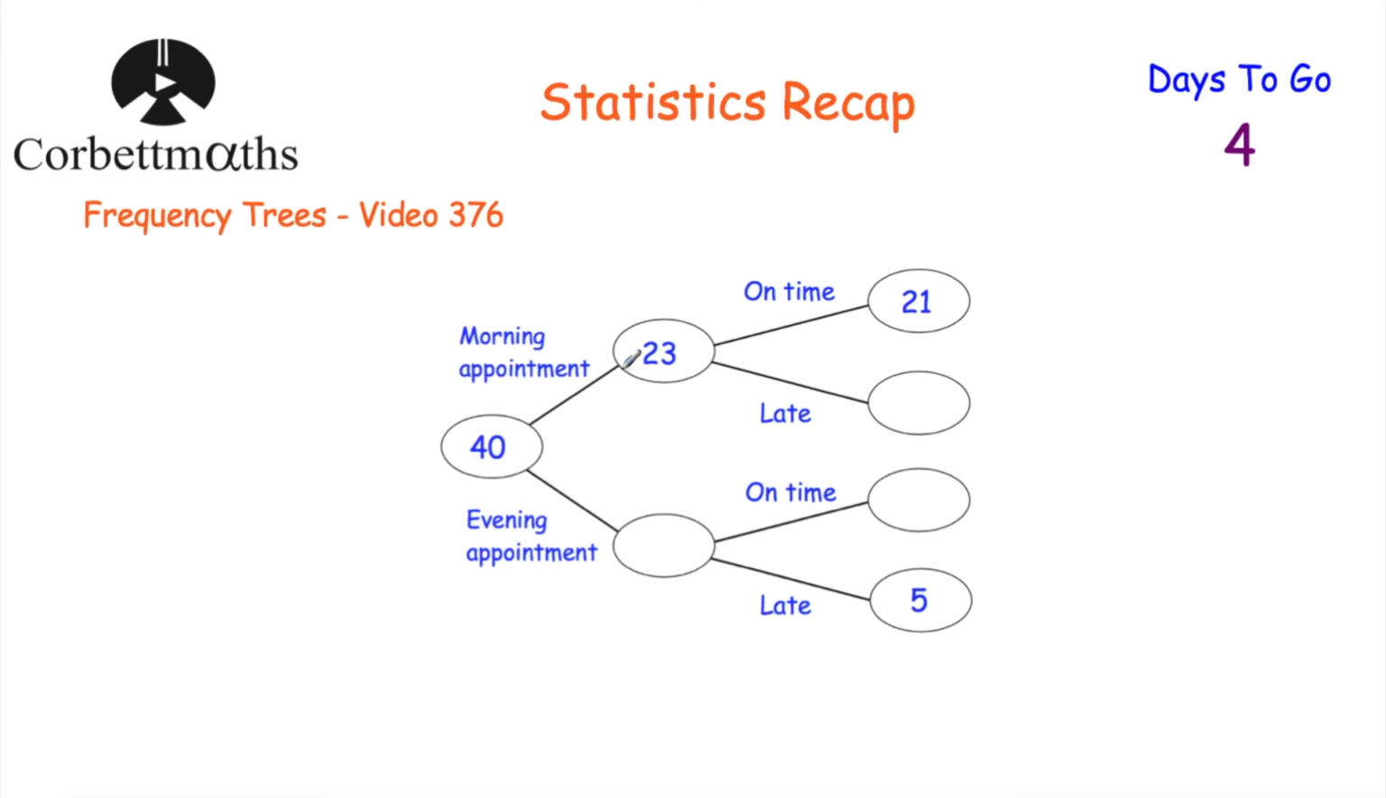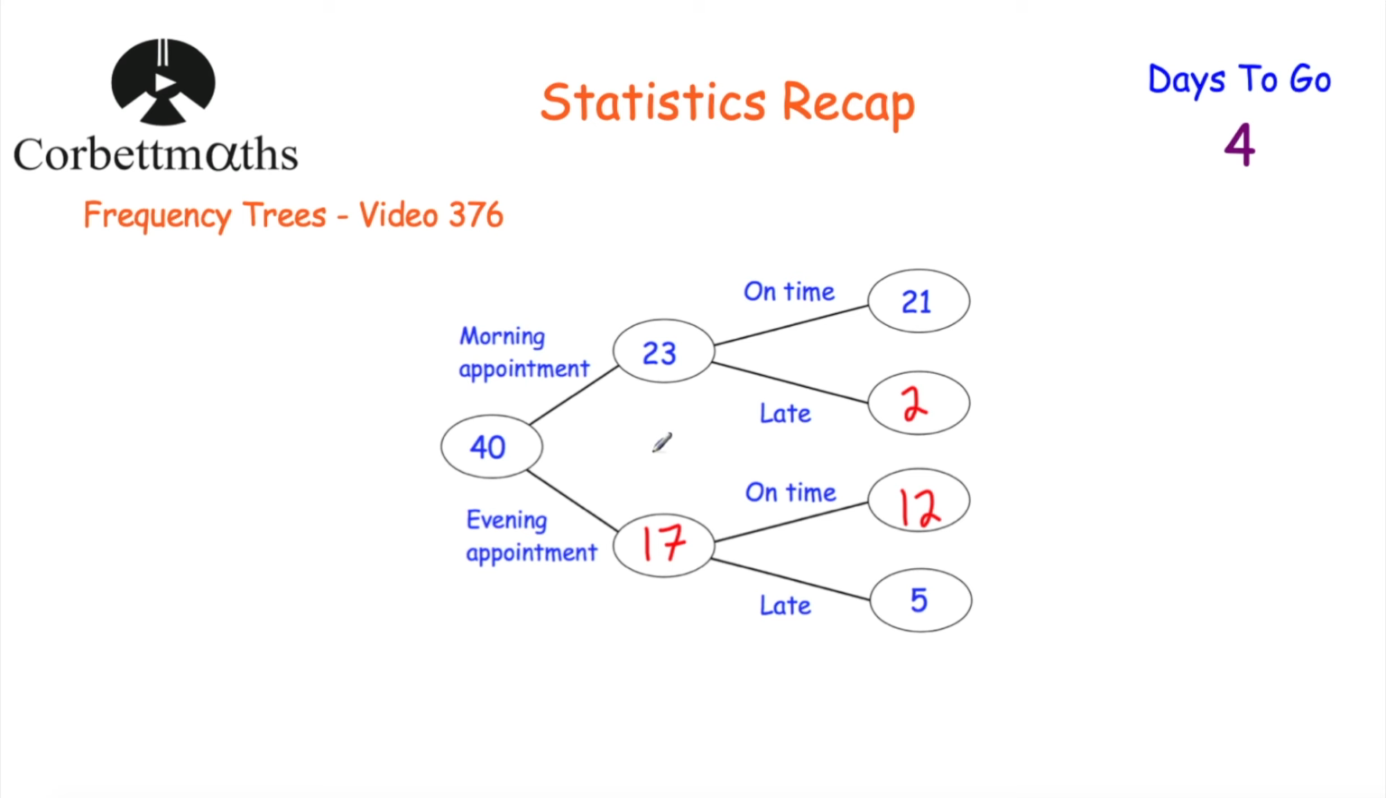So here we've got a frequency tree. It's important that you know how to complete them. It might be that you've got some information in the frequency tree, like this one, and you might need to fill in this number. If there's 40 people altogether and 23 had morning appointments, the other 17 must have evening appointments. In terms of this one, if there's 23 in the morning and 21 are on time, the other 2 would be late. So these two numbers need to add together to be that number, and so on. And here, if this is 5, there must be 12 there, because 12 plus 5 is equal to 17.